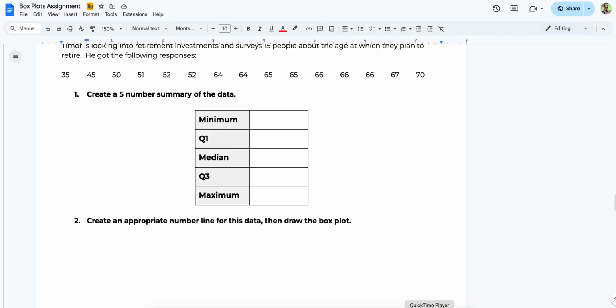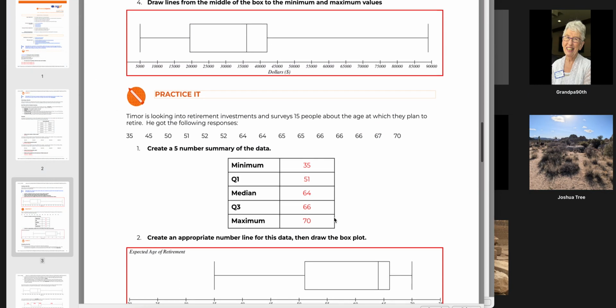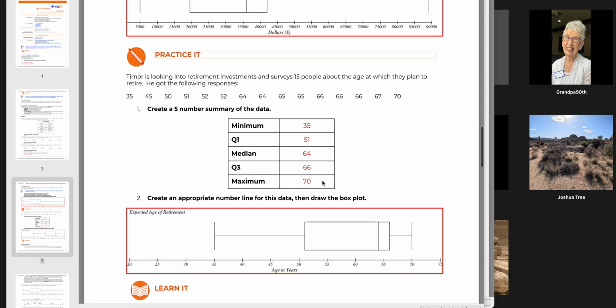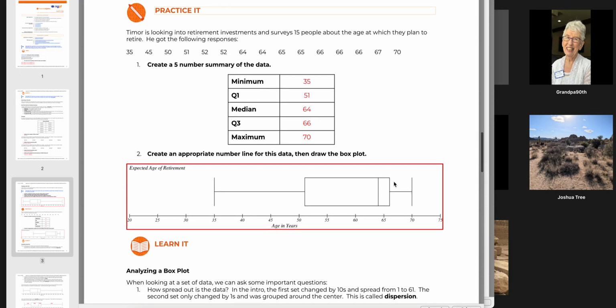Okay, and since these are notes, I am going to show you the answer key for this. Hopefully you got it right, but if you're looking at it, we have our minimum of 35, our Q1 51, our median 64, our Q3 66, and our maximum 70, and this is what your box plot looks like.